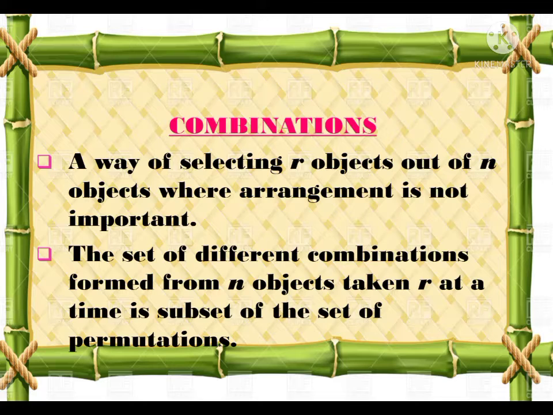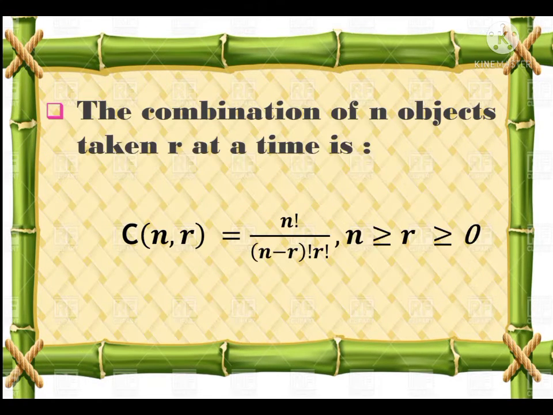Combinations: a way of selecting r objects out of n objects where arrangement is not important. The set of different combinations formed from n objects taken r at a time is a subset of the set of permutations. The combination of n objects taken r at a time is: combination equals n factorial over n minus r factorial times r factorial, where r is less than or equal to n but greater than or equal to 0.